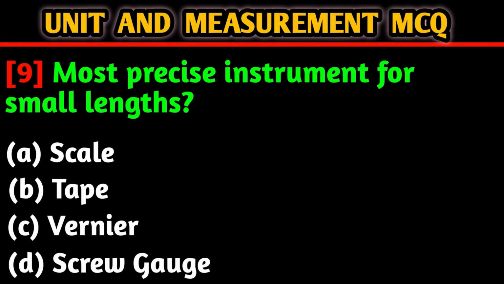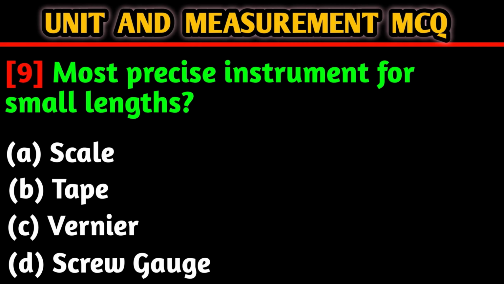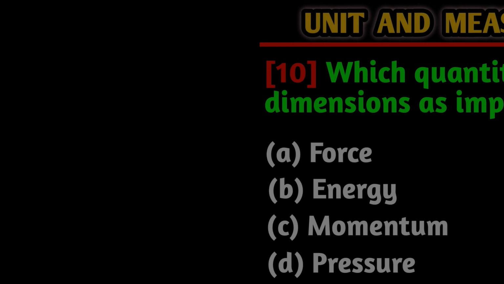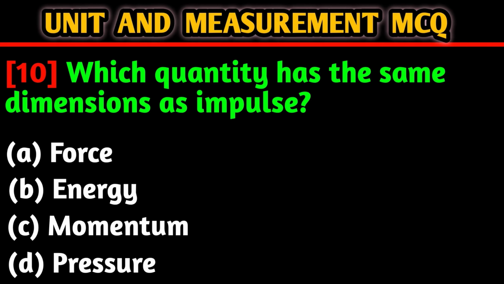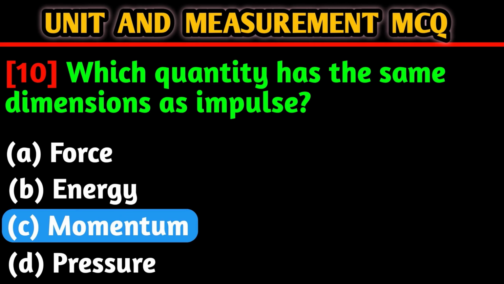Question number 9. Most precise instrument for small lengths. Option A, scale. Option B, tape. Option C, vernier. Option D, screw gauge. And the right answer is option D, screw gauge. Question number 10. Which quantity has the same dimensions as impulse? Option A, force. Option B, energy. Option C, momentum. Option D, pressure. And the right answer is option C, momentum.